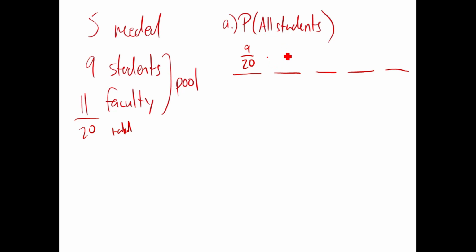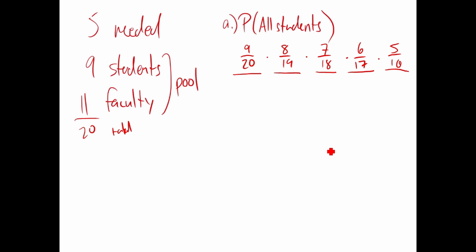And what happens after that? 8 in 20. I'm sorry. Then at that point, what happens though? 8 out of 19, right? Then there's only 7 students left out of 18, and then 6 out of 17, and finally there would only be 5 students to pick from out of the 16 remaining, right? So that's the probability of picking a student in each one.